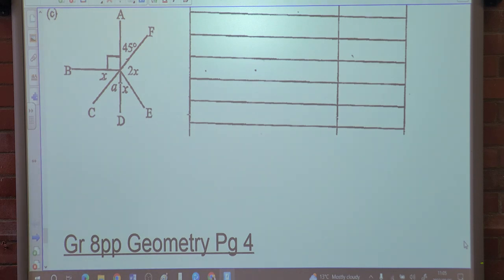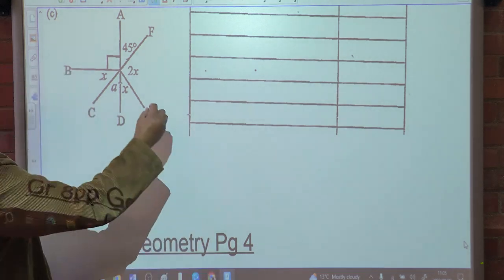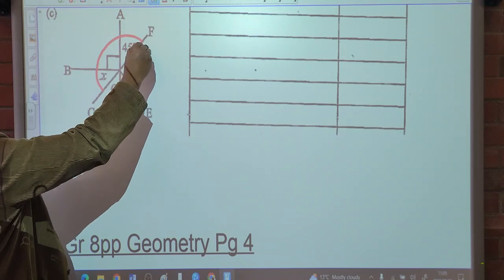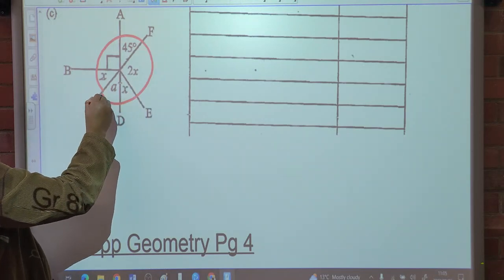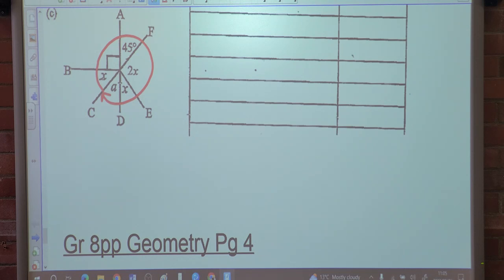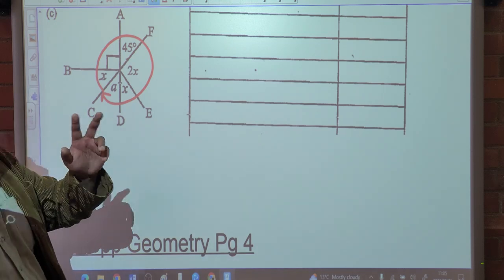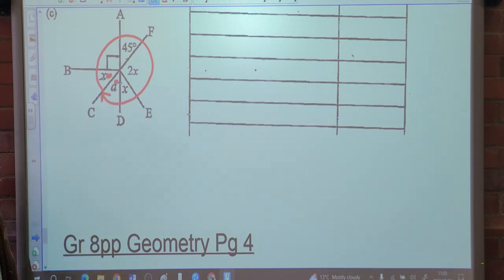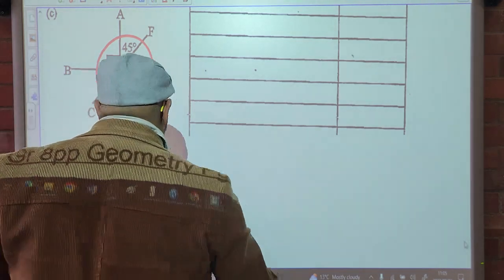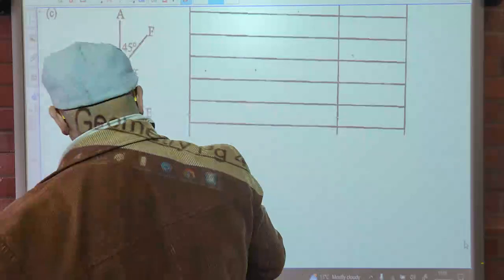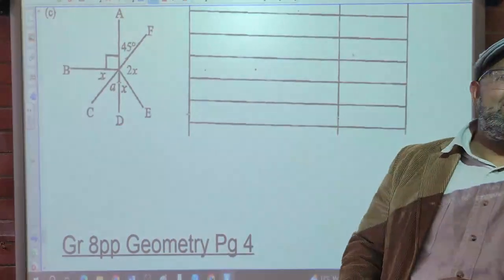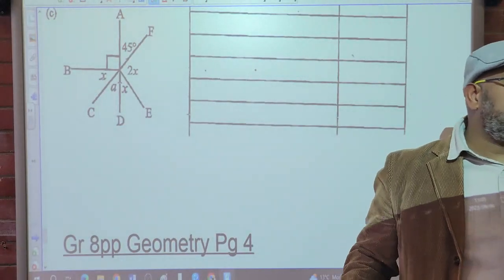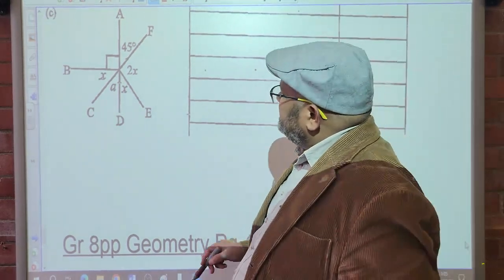Let's look at the next one. People, is it fair for me to say that x plus 90 plus 45 plus 2x plus x plus 8 equals 360? You can say it, but it's not going to help us solve the sum. Why? Because there are two unknowns in this equation, an a and an x. So what we do is, when we set up equations, we set them up in such a way that we have one unknown in the equation. That's the idea.